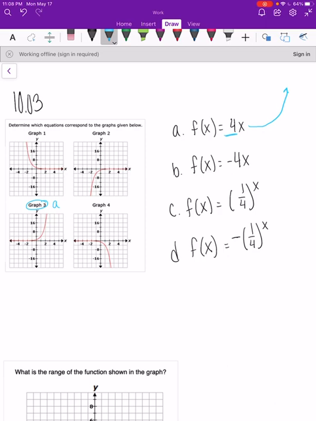Now for letter B, which is f of x equals negative 4 to the x, we're going to just reflect graph A over the x-axis. So it's going to look something like this, and then go down. Because we're just making it negative, it just flips it over the x-axis. So I'm going to look for one that looks like that, and I see that over here in graph 4, and that's B.